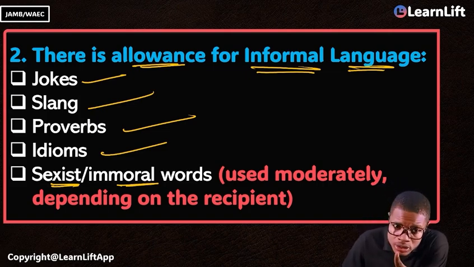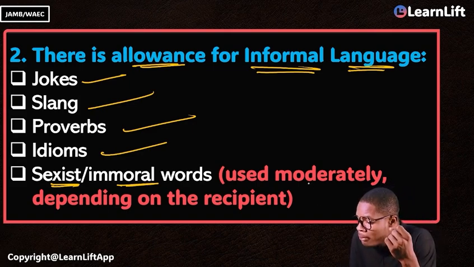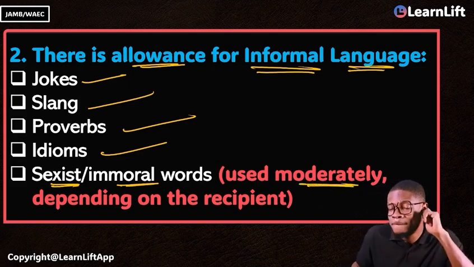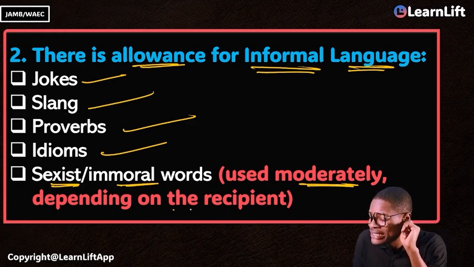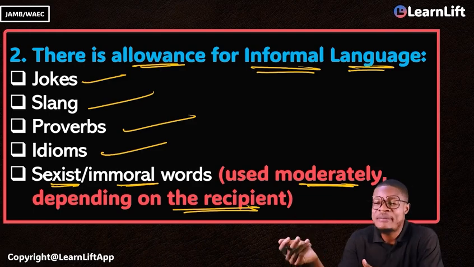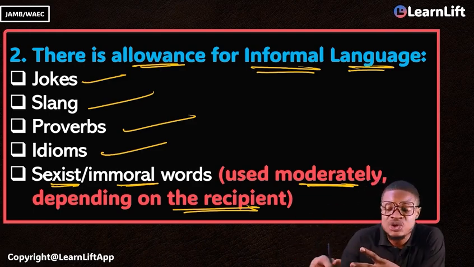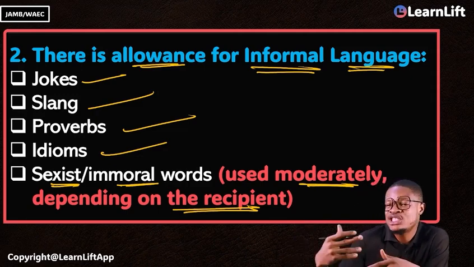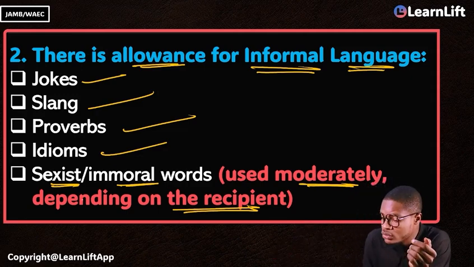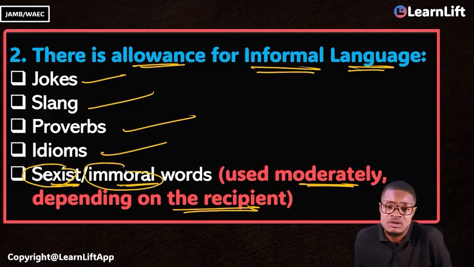Informal letter. But if you are using sexiest words or your immoral words, they are used moderately. How? Moderately. Depending on the recipient, they are used moderately. So you should not go and be writing an informal letter in your WAEC. WAEC, for instance, or NECO will not ask you to write informal letters addressed to your lover, because you need to use things like your sexiest or your what? Immoral words. And of course, you are still very young for that, so they will not give you that.